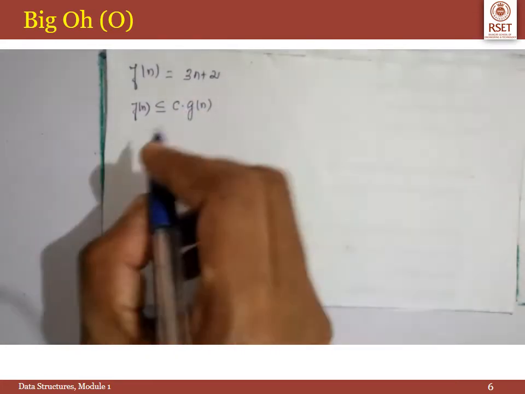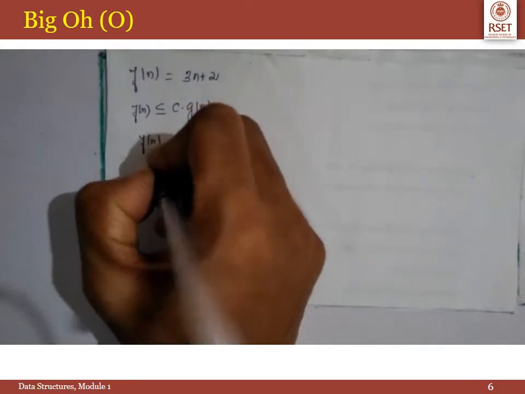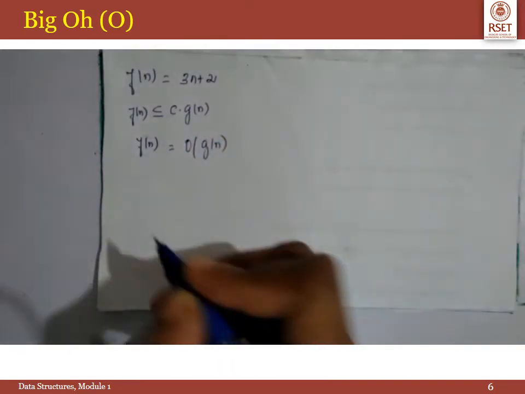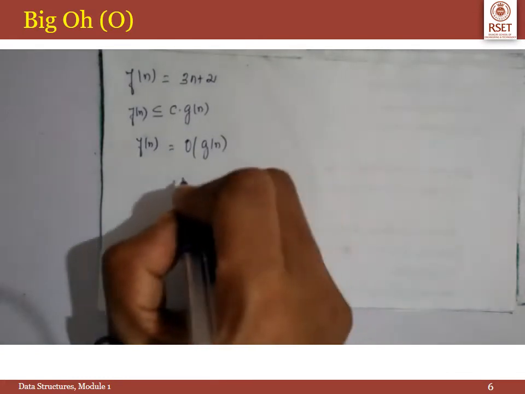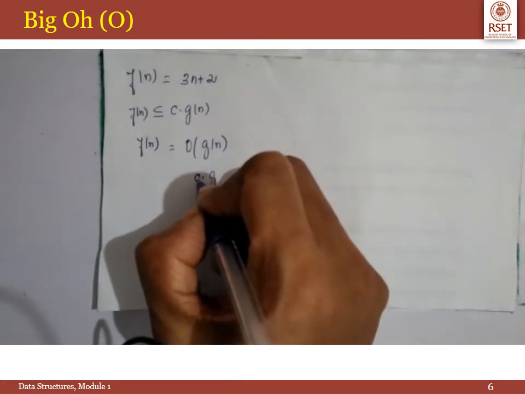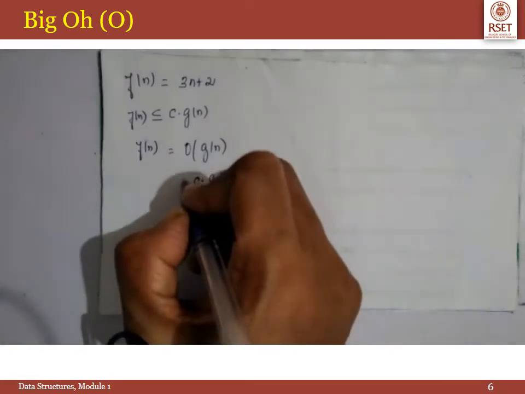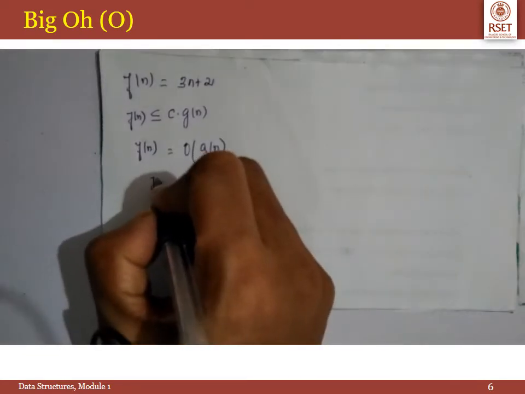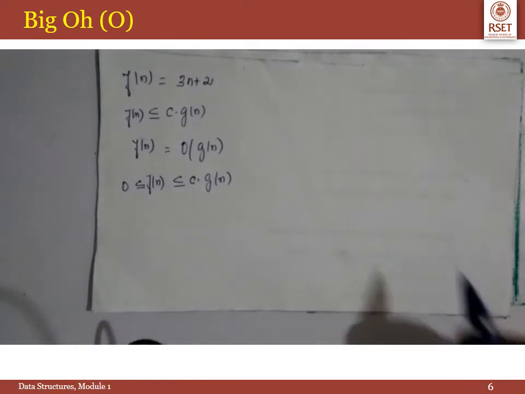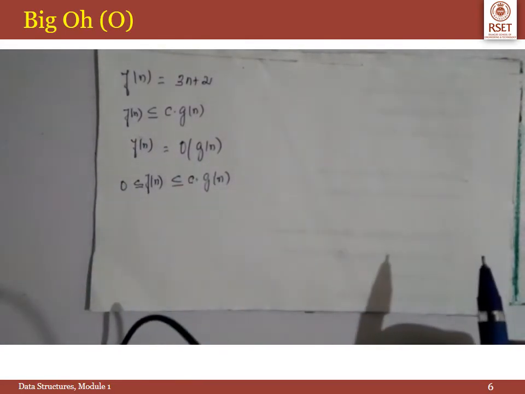Then I can represent my function f of n as big O of g of n. That is, our condition is, you have to identify a positive constant c such that c into g of n is always greater than or equal to the function f of n, and of course the function is greater than or equal to 0. Then I can represent my function f of n as O of g of n.